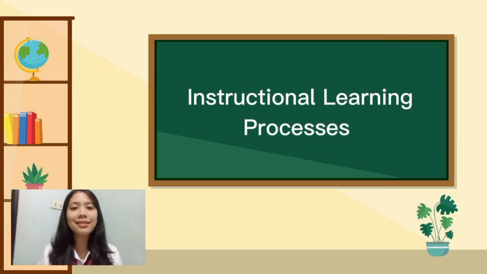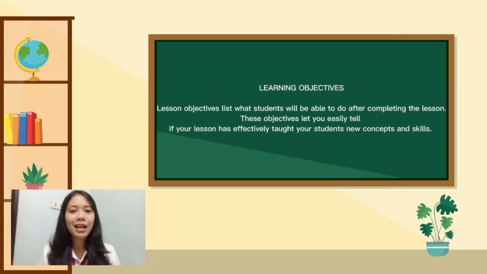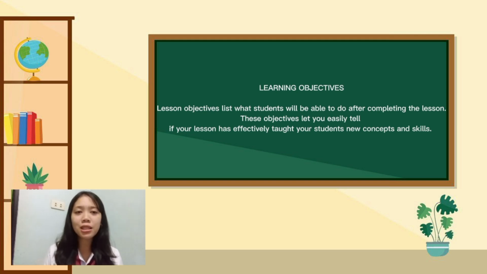So the next lesson is the instructional learning processes, the learning objectives. The lesson objective lists what students will be able to do after completing the lesson. These objectives let you easily tell if your lesson has effectively taught your students new concepts and skills. It can feel overwhelming to pin down a specific takeaway for a lesson, but you can break the process into steps to do it in a breeze.